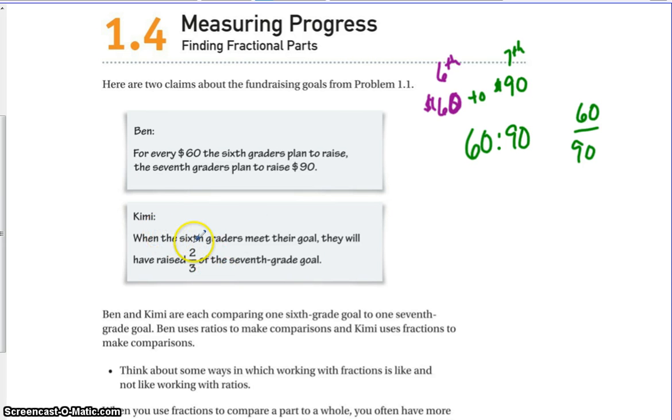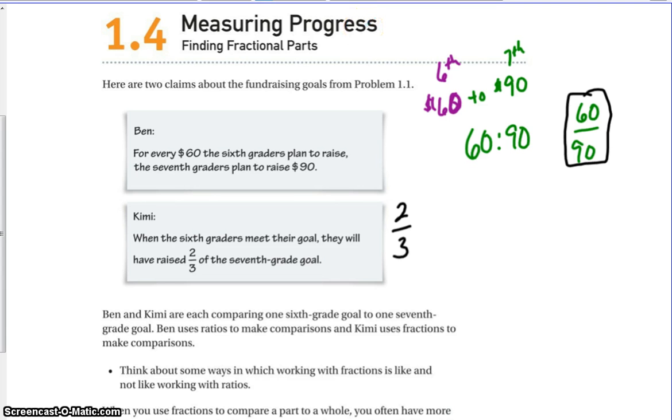And then Kimmy says when the sixth graders met their goal, they will have raised 2/3 of the seventh grade goal. So she's saying that sixth grade is going to raise 2/3. So we have a couple of ways that we can show this. The first way would be to look at the comparison between 60 and 90. So because this one involves the fraction 2/3, I'm going to take this form of my ratio from Ben's statement to see if that does in fact equal 2/3.